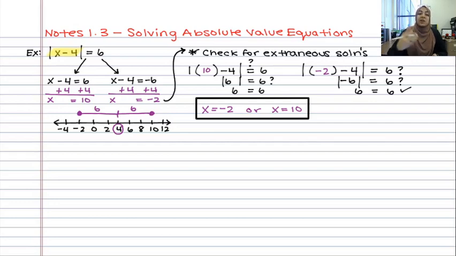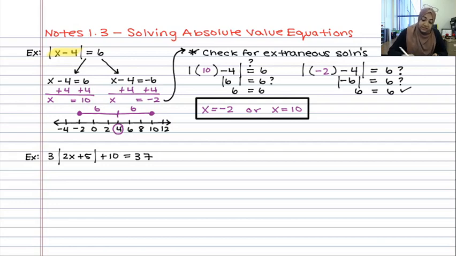Now let's talk about what if it's not that easy? What if I do have a coefficient? What if I do have a value added or subtracted to my absolute value bars? Let's see what happens. So I've got 3 times the absolute value of 2x plus 5 plus 10 equals 37.